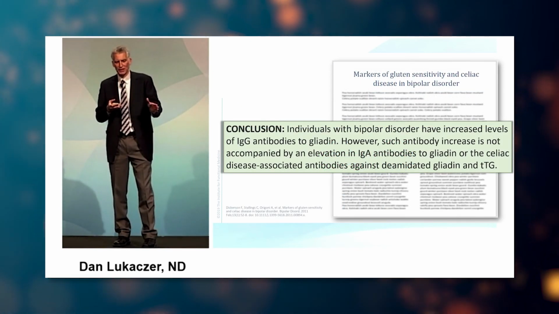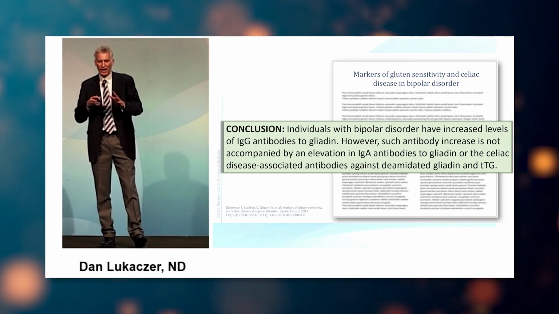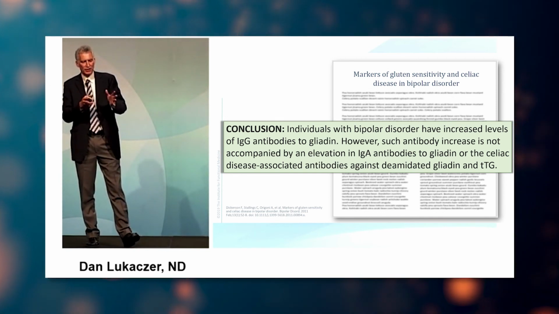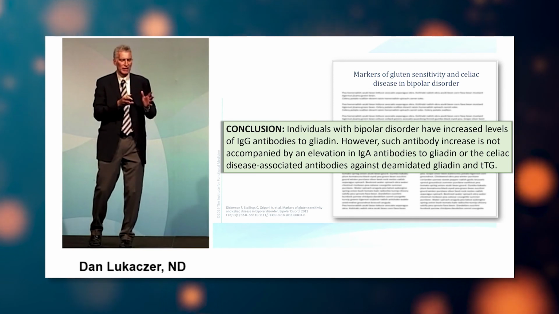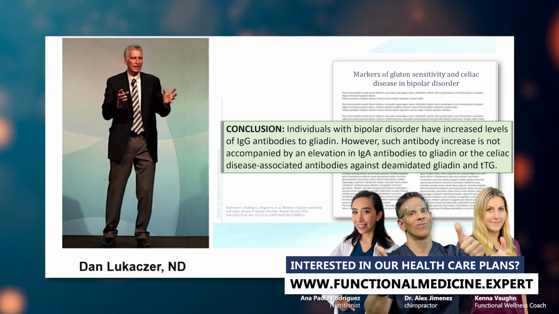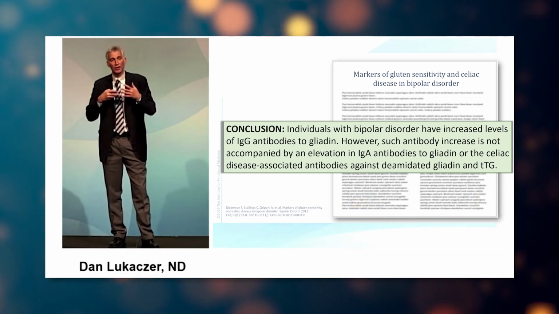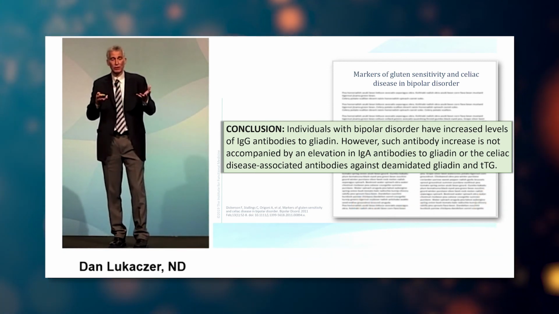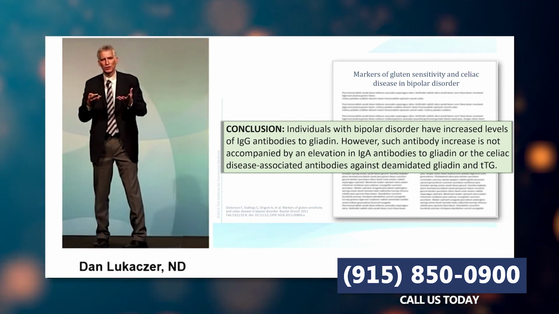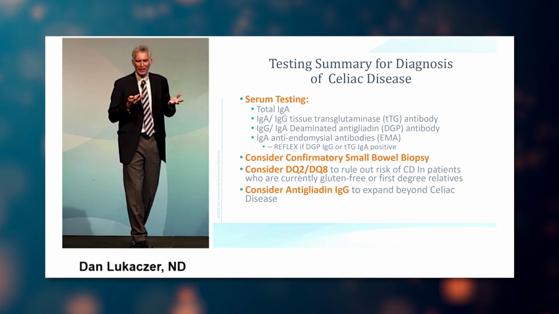There have also been studies that show individuals with bipolar disorder have increased levels of IgG antibodies to gliadin, and they don't have increases in any other antibodies, the tissue transglutaminase or deaminated gliadin. So you throw a not as wide a net when you don't use the anti-gliadin antibody. Therefore, I suggest that if you can still get it, and some specialty labs are still doing it, you should use it because it is well validated to throw a larger net.